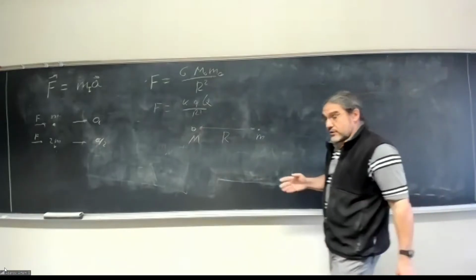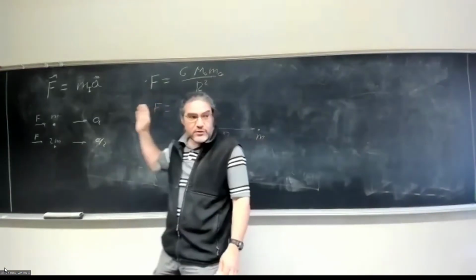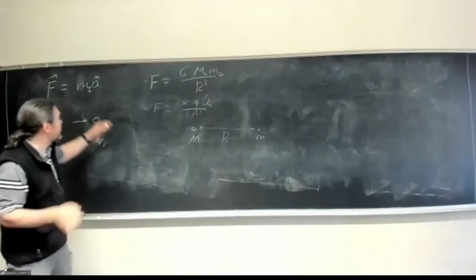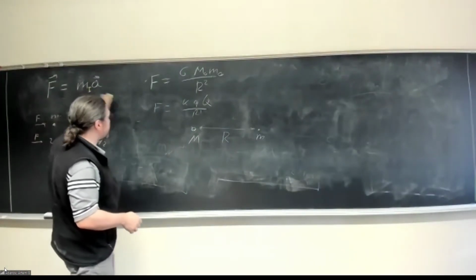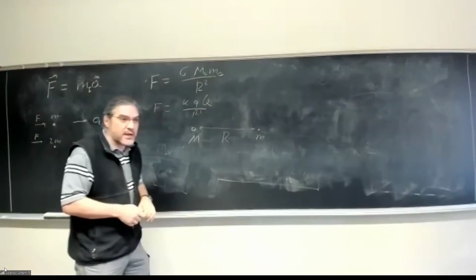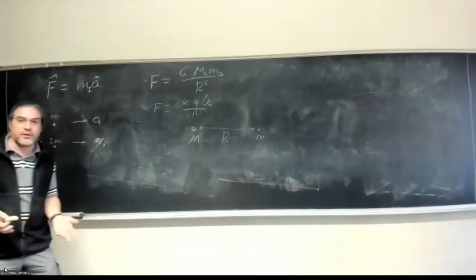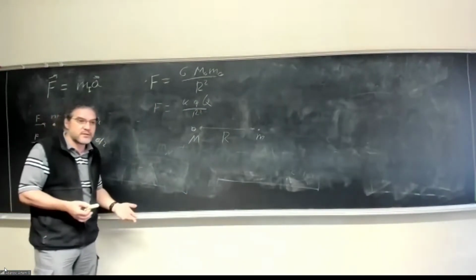All right. So you see that you know both of those laws, and you know the consequences. The consequence of the fact that inertial mass and gravitational mass are the same is why the acceleration of free fall is a constant for all objects.